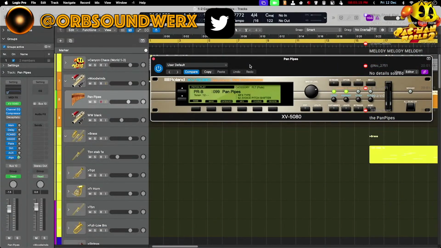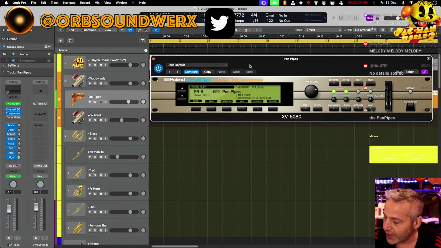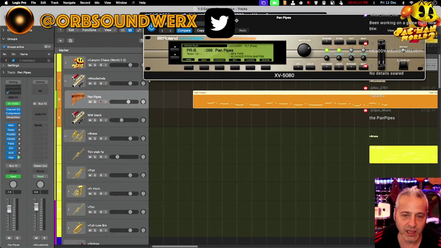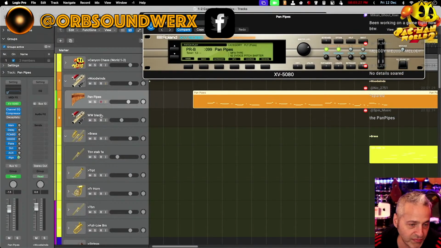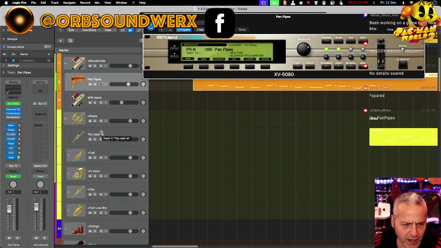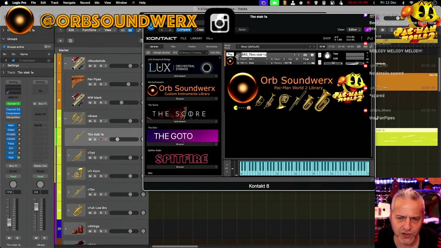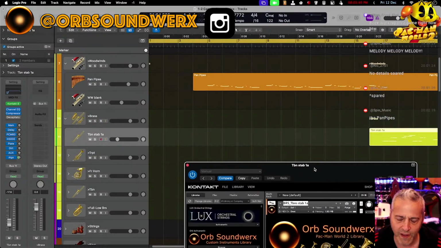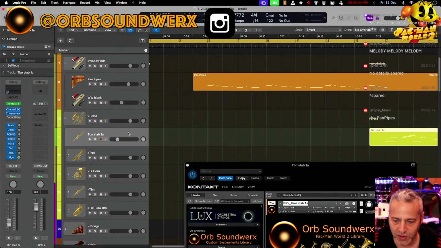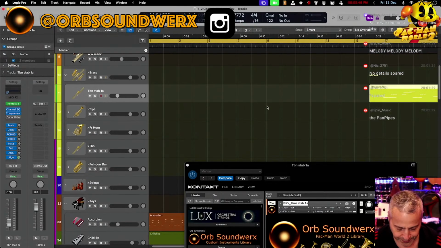Yeah, so all the original hardware stuff. Anyway, so the pan pipes are in fact the XV50 or 1080. Take your pick. Then we have, this is from the Roland family of instruments, the BRS. Anything that starts with the BRS underscore is going to be from the Roland. So that's the trombone stab 1A.